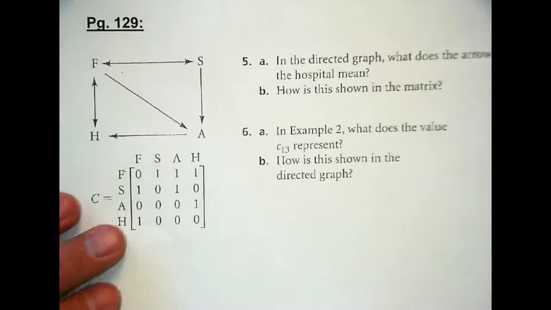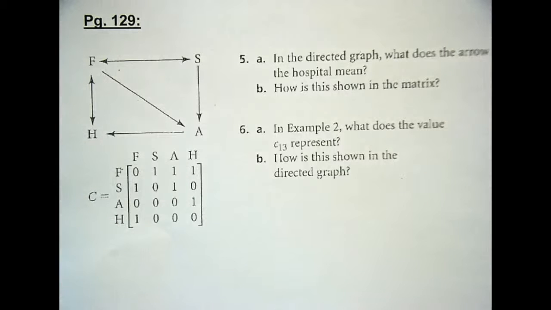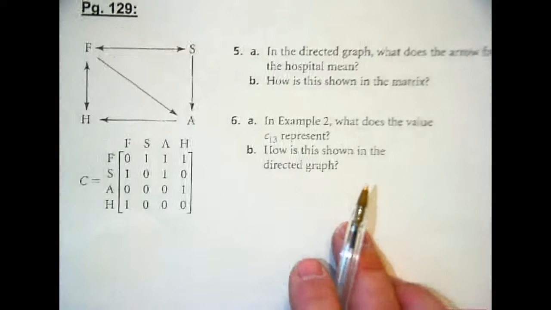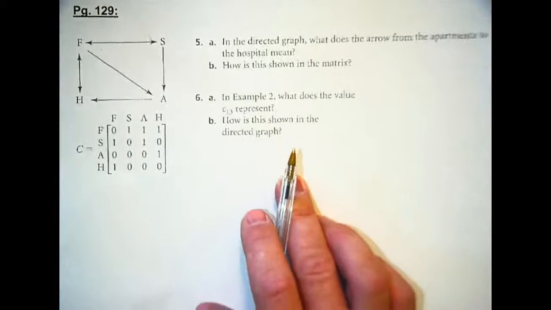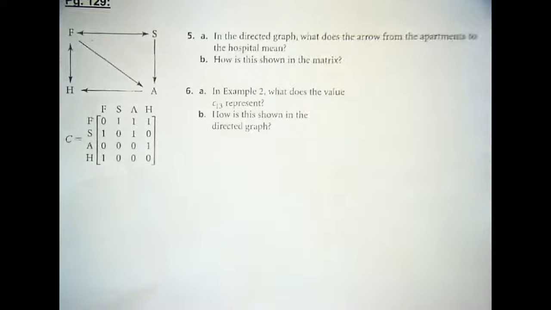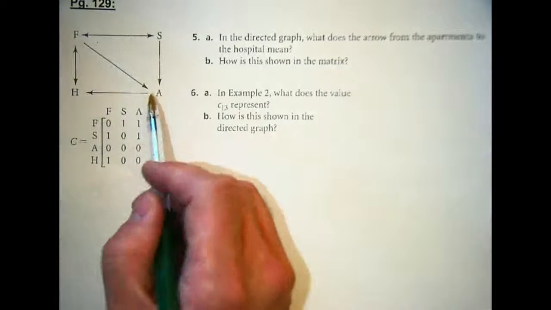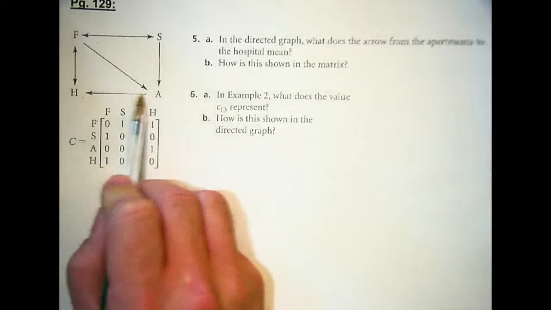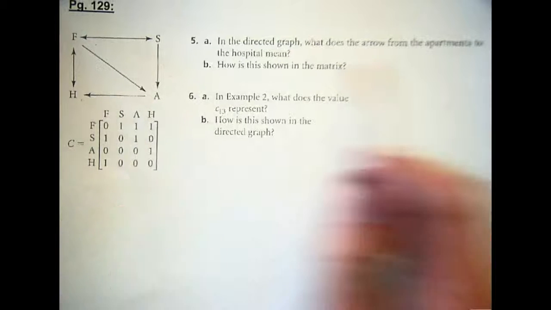Okay, next one. Numbers 5 and 6. In the directed graph, what does the arrow to the hospital mean? Volunteer. Tyler. It's a one-way road from the apartments to the hospital. Good. It's in our book. From the apartments to the hospital, it means there's a one-way road from the apartments to the hospital. Okay, we can't go backward. It's not two directions.